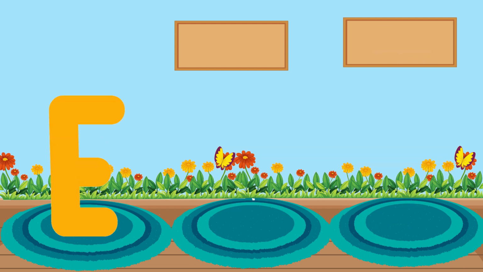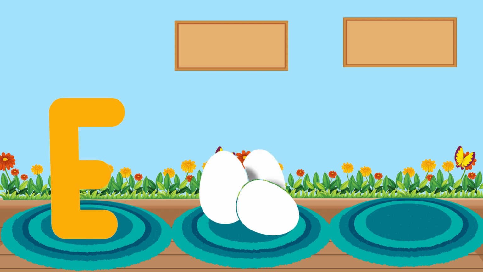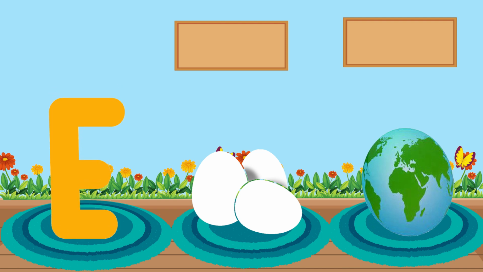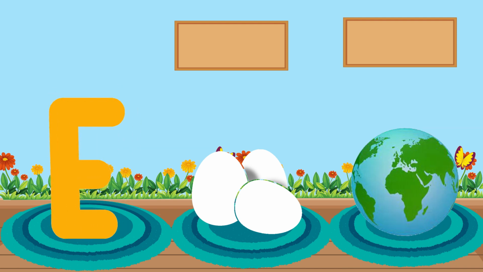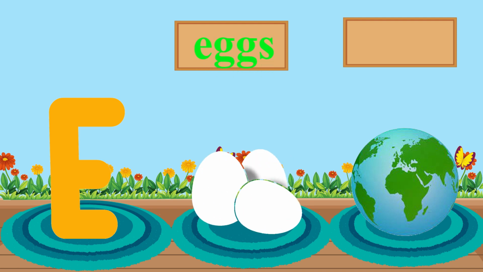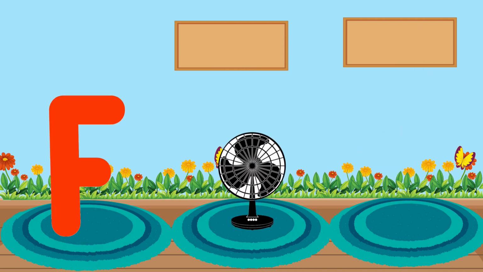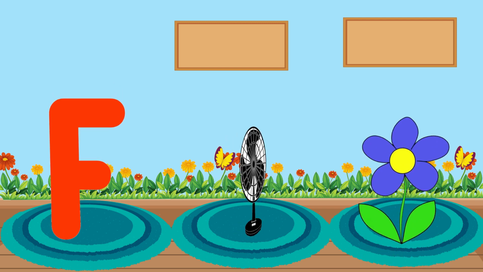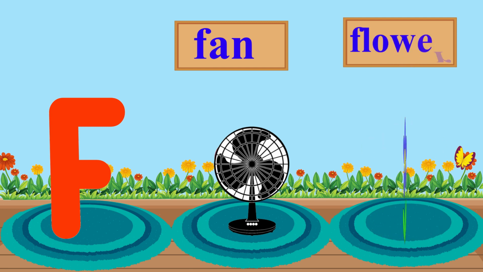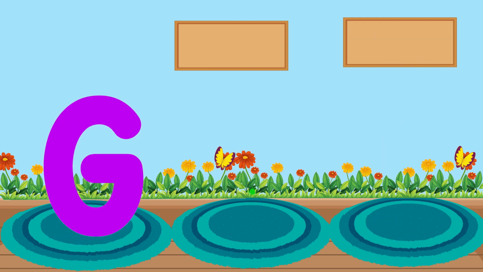E is for eggs, eggs. E is for earth. E is for eggs. E is for earth. F is for fan, fan. F is for flower, flower. F is for fan. F is for flower.